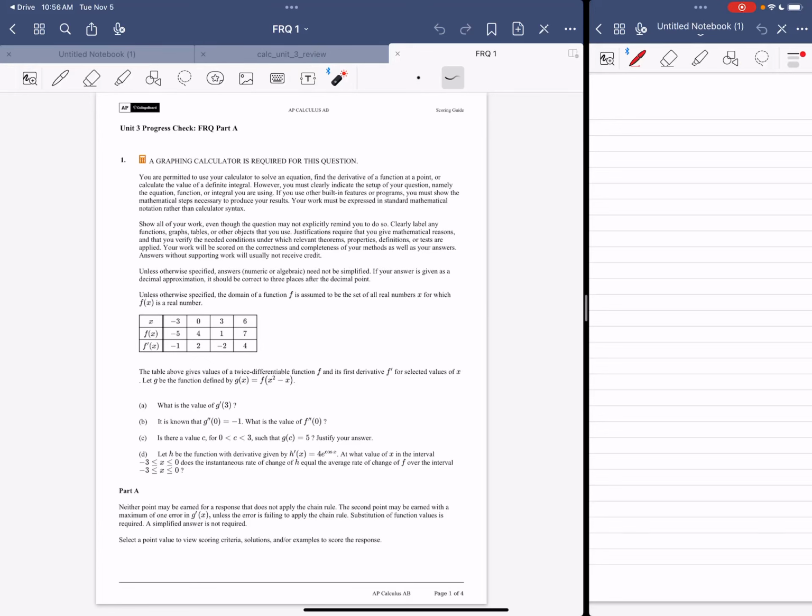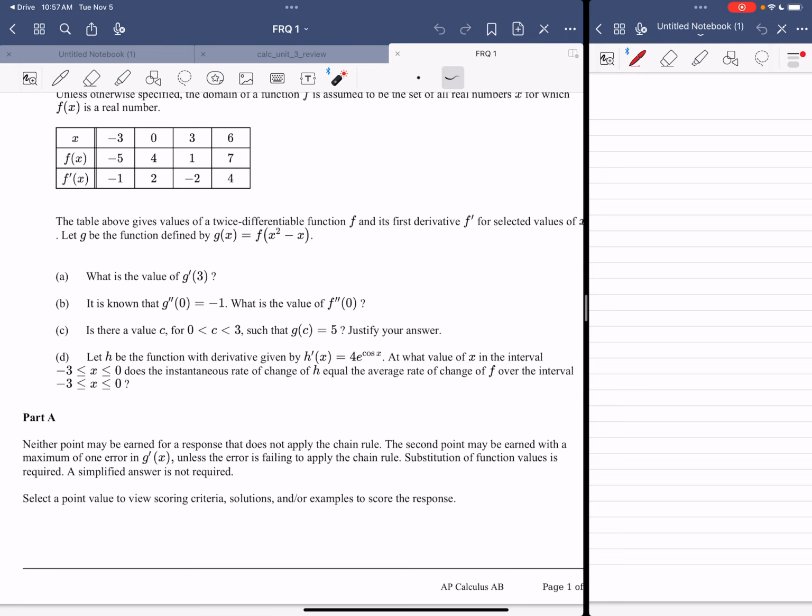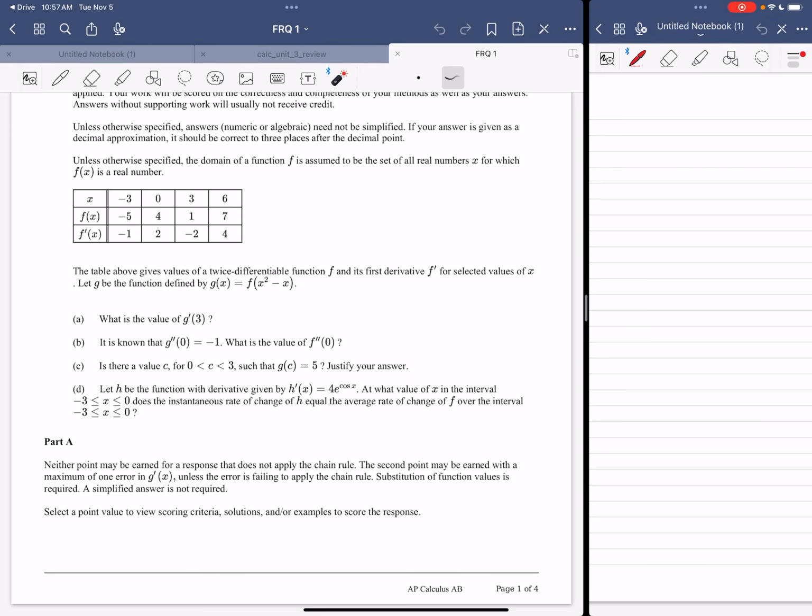Hello guys, welcome back to calculus class, and this time I will go over this FRQ part A. On the test you will have this one exactly the same thing, and you will also have part B as well. So I'm going over this one so that I want you guys to have an idea how to do this one, okay? How to do this is gonna be pretty simple.